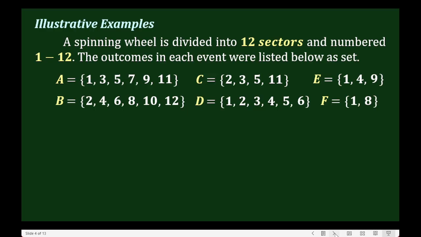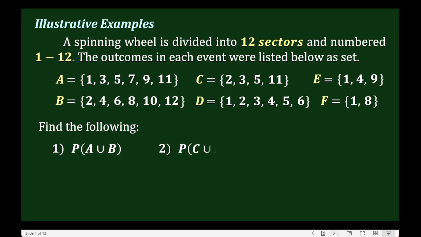Now, with these given events, we are to find the following. The first one is to find the probability of the union of events A and B. Number 2, the probability of the union of events C and D. And for the third, the probability of the union of events E and F.